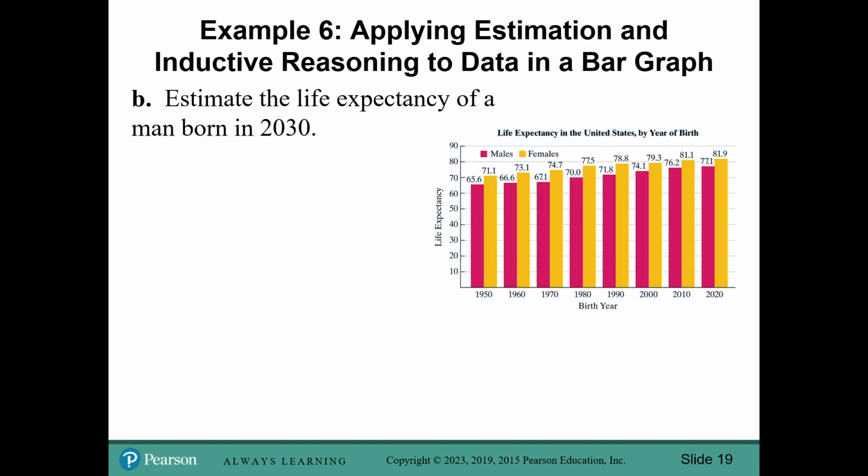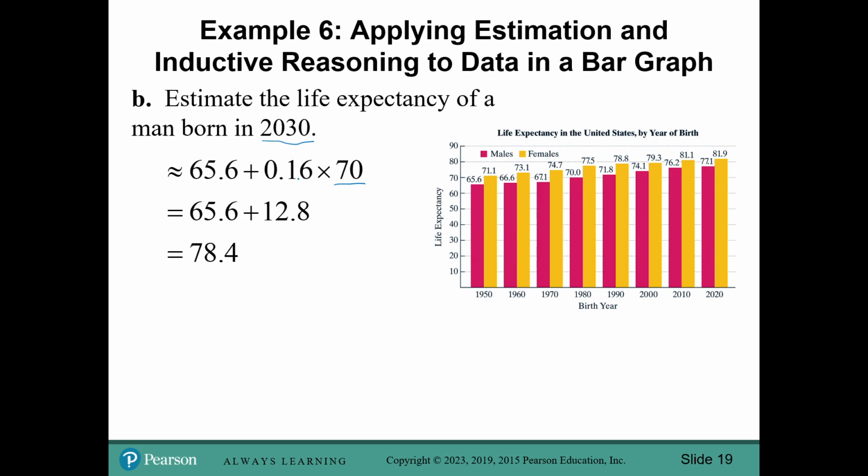Now, we're going to use this estimate to estimate the life expectancy of a man born in 2030. Here's what we see. If we look at the year 1950, a man was expected to live to 65.6 years old. However, the year 2030 is 70 years after the year 1950, which is where this 70 comes from, so a man is going to potentially live longer.